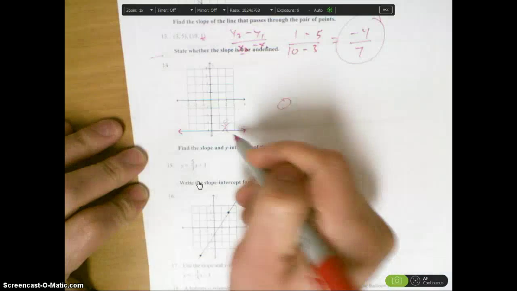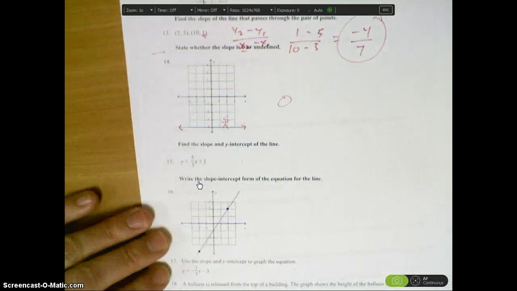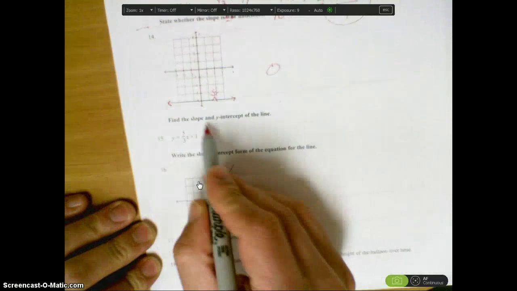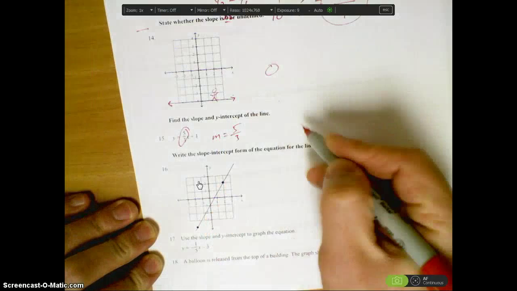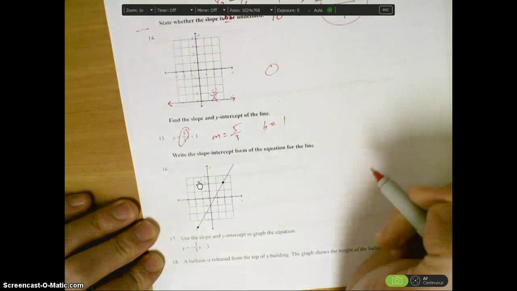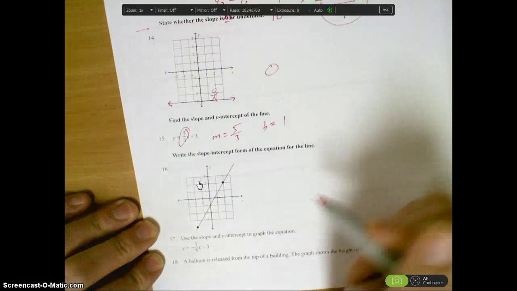Okay, think of your treadmill. Treadmill flat, it's at the incline of 0. That's a 0 slope. Okay, 15, pretty straightforward. 5/3 x plus 1, it says find the slope. There it is, m equals 5/3, and the y-intercept, I'm sorry, b equals +1. All right, so that'd be a multiple choice type question on the exam.